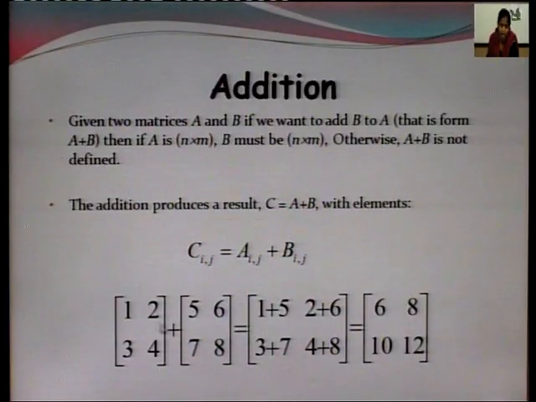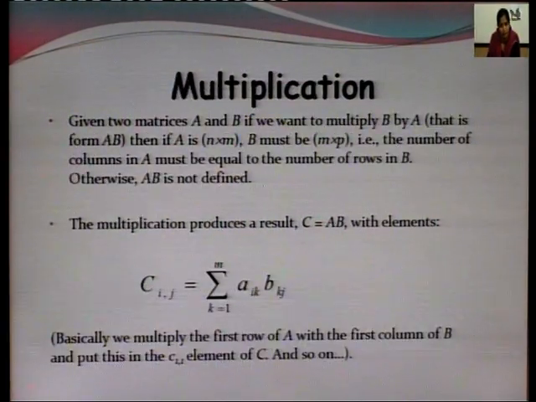Let us take an example. These are 2 by 2 matrices, one containing elements 1, 2, 3, 4 and the other 5, 6, 7, 8. After the addition, the result will be 1 plus 5 equals 6, 2 plus 6 equals 8, 3 plus 7 equals 10, and 4 plus 8 equals 12. So, matrix addition is very simple.